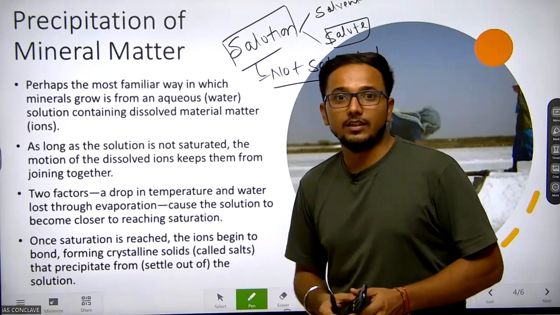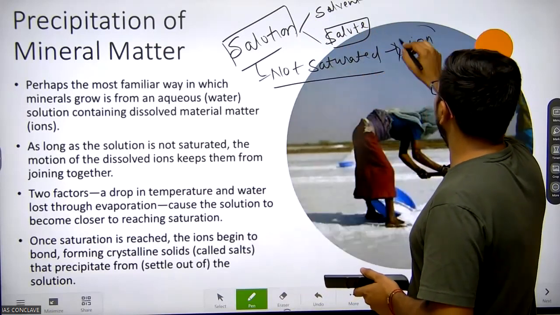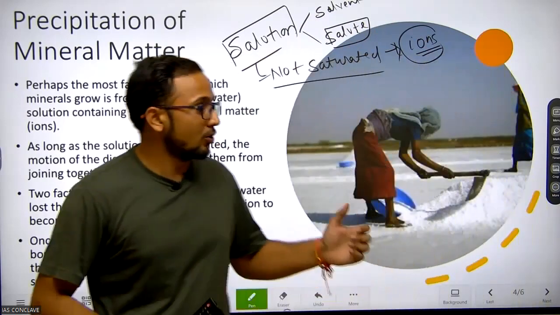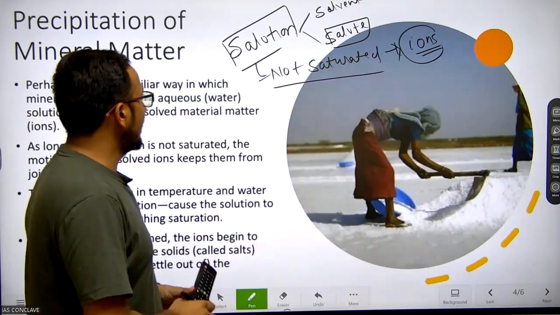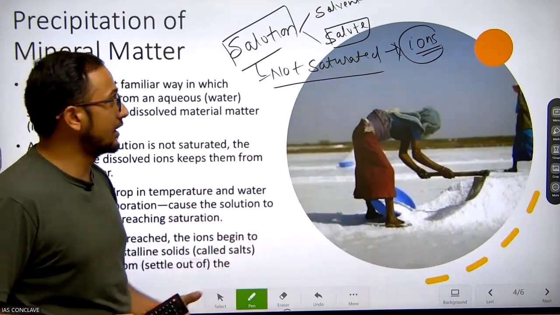If it is not saturated, the ions cannot form bonds, so they could not form bonding, and that's why they don't crystallize and they don't form a solid crystalline.